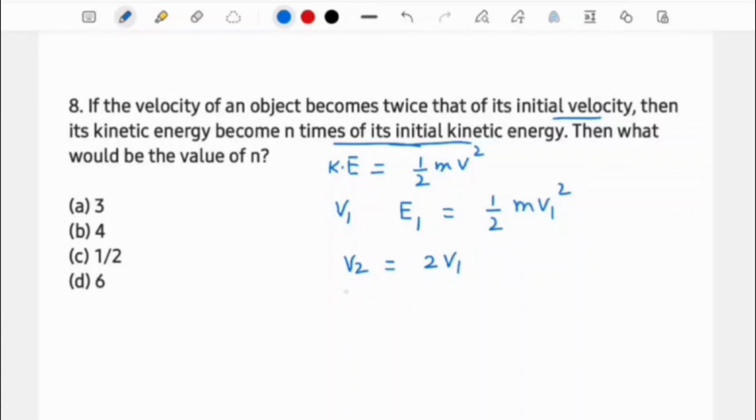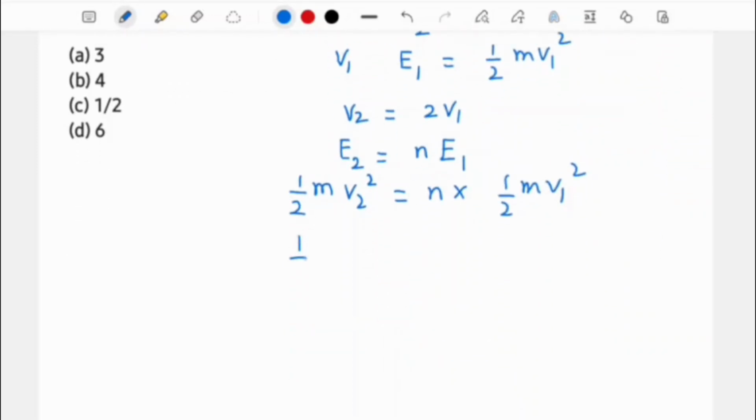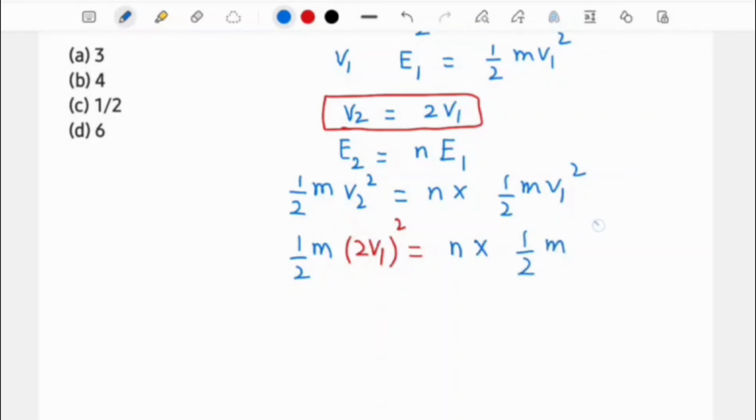Then the kinetic energy, that is E2, becomes n times its initial kinetic energy, that is n times E1. We have to find the value of n. E2 will be equal to 1/2 of m v2 square, which is equal to n times 1/2 of m v1 square. So this will be 1/2 of m. Instead of v2 we can write, I'm marking it with the red one, instead of v2 we can write 2 times v1 square. So this will be equal to n times 1/2 of m v1 square.